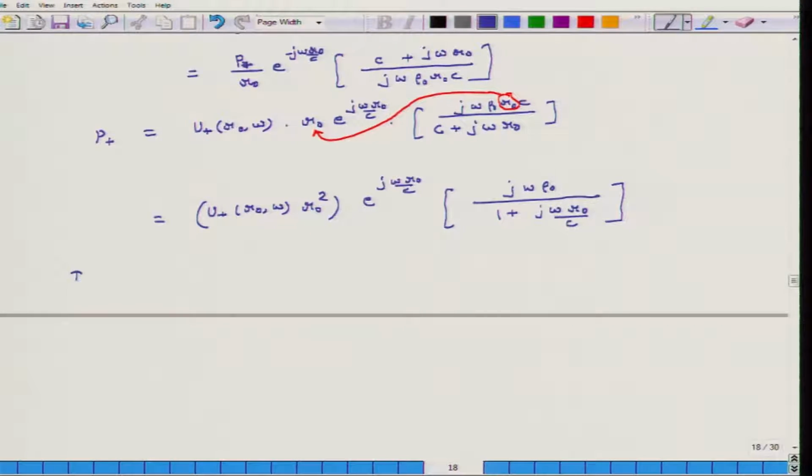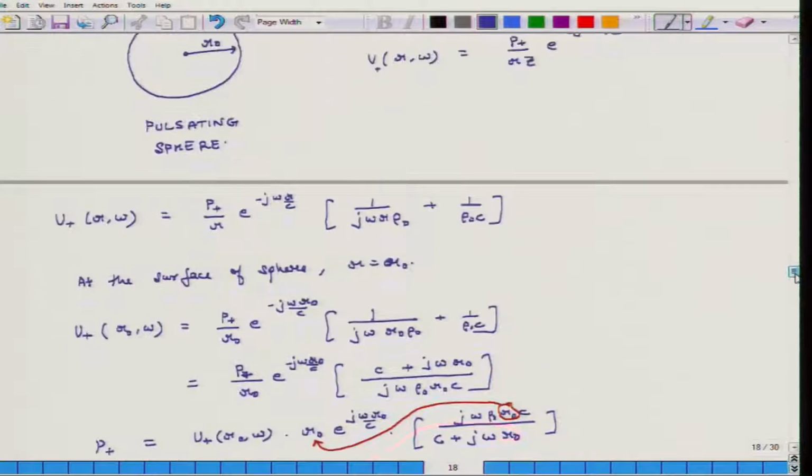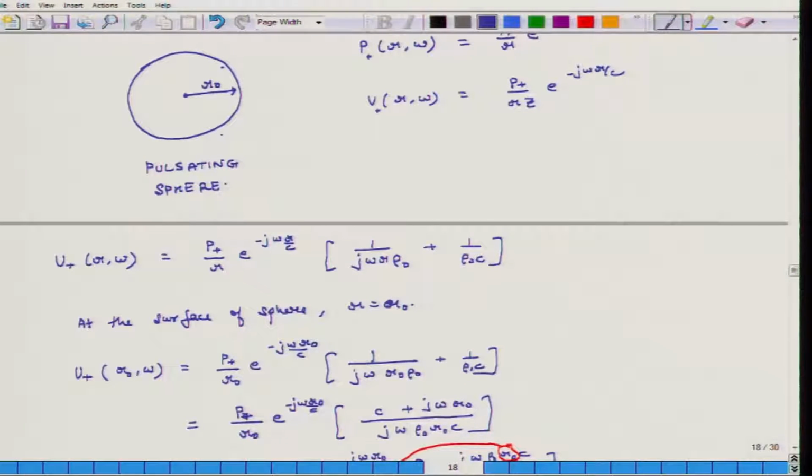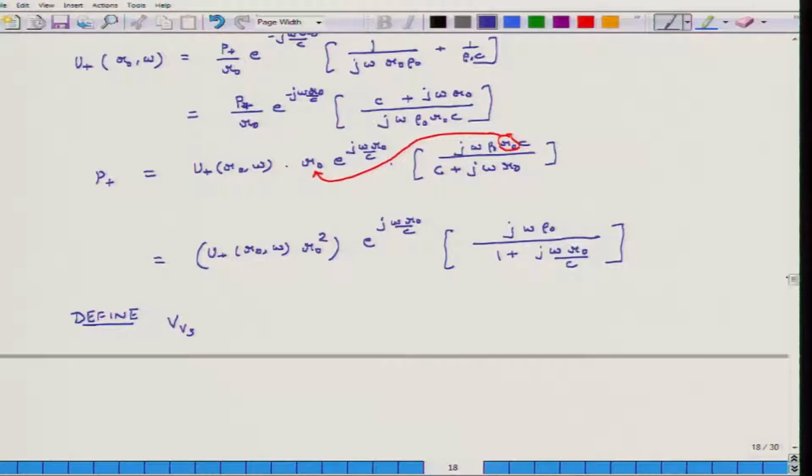Now, we define volume velocity of the source. So, the point is that suppose this is the source of the sound, this pulsating sphere is the source of the sound, then volume velocity of the source, what is it? It is the dot product of velocity times the surface area. What does this mean, the dot product?